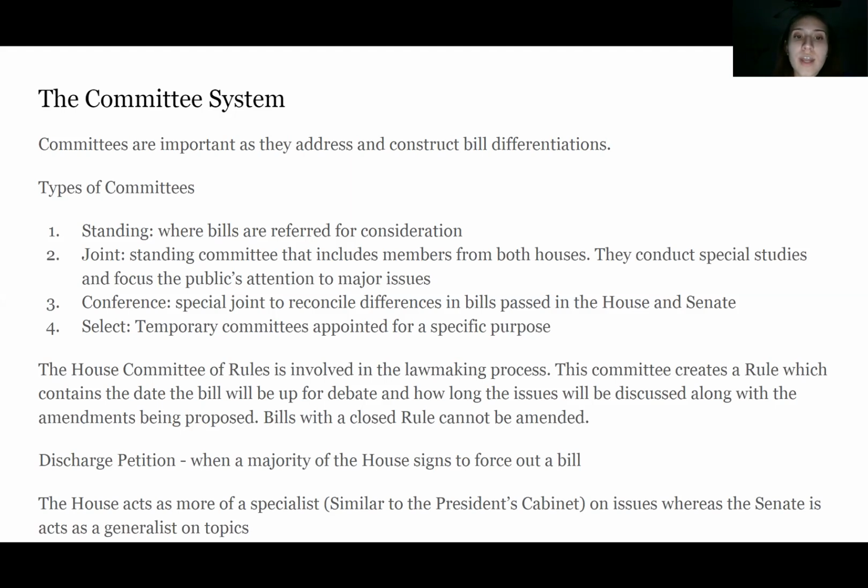We have discharge petition. This is when a majority of the House signs to force a bill out. So if a discharge petition happens, which is very rare, it can be forced out of the House.